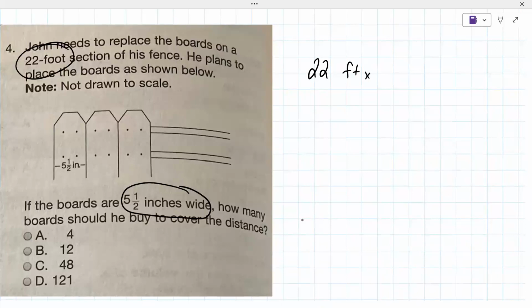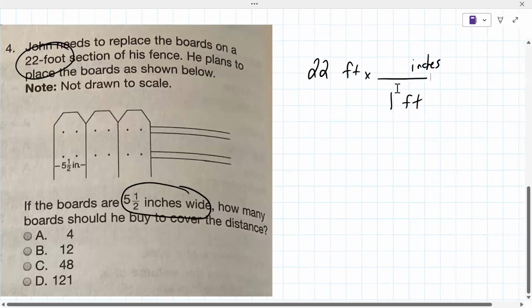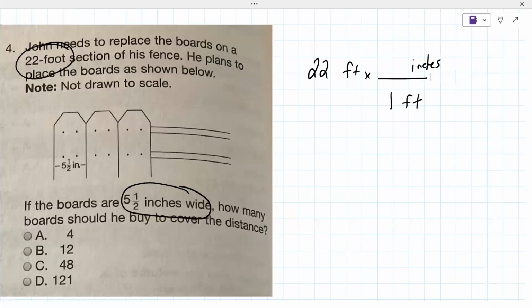So do you remember how many inches are in a foot? How many inches are in a foot? 1 foot equals 60 inches. Okay, try again. If you need to go out to the internet, you can look that up. How many inches are in 1 foot? 30.48. Okay, again, just go out to the internet and search for inches to feet. You'll find the conversion there.